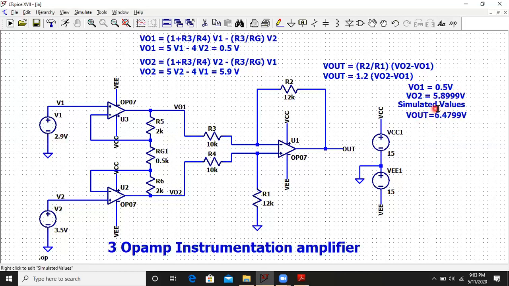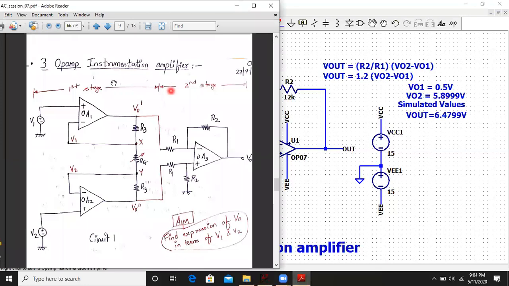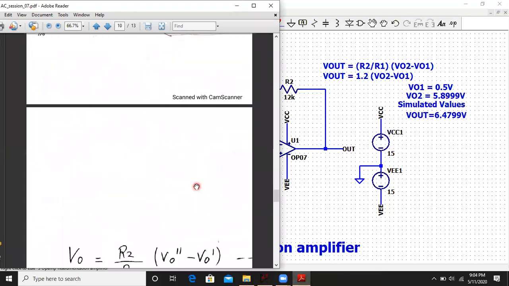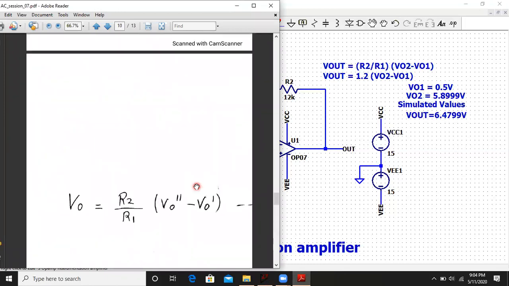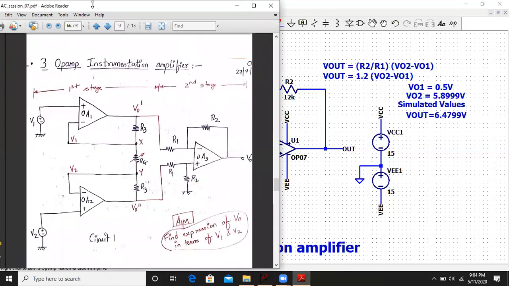Now let us calculate the Vout value. So Vout value is 1.2 times VO2 minus VO1, that is 5.9 minus 0.5. So the calculated value is coming out to be 6.48 and the simulated value is also 6.48. So this 3 op amp instrumentation amplifier is working perfectly fine as per the theoretical formulas. So all the values are perfect. Now as per this circuit diagram and the supporting formula, everything is correct.